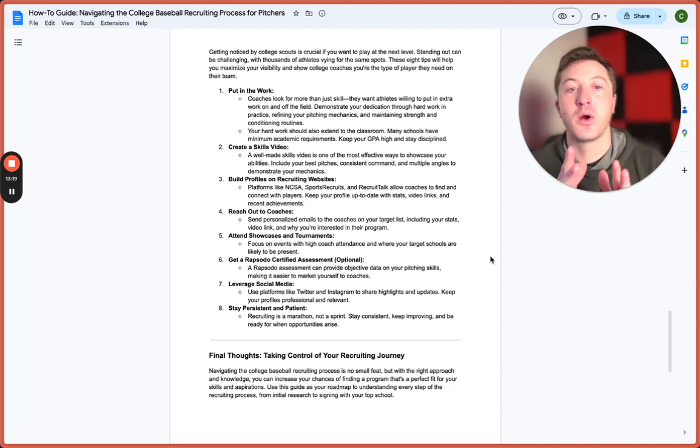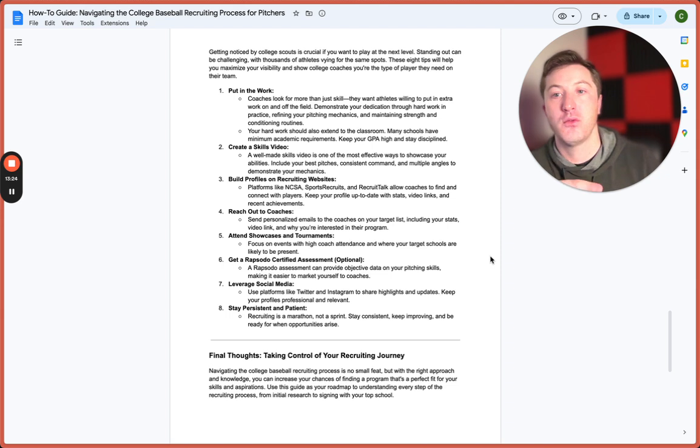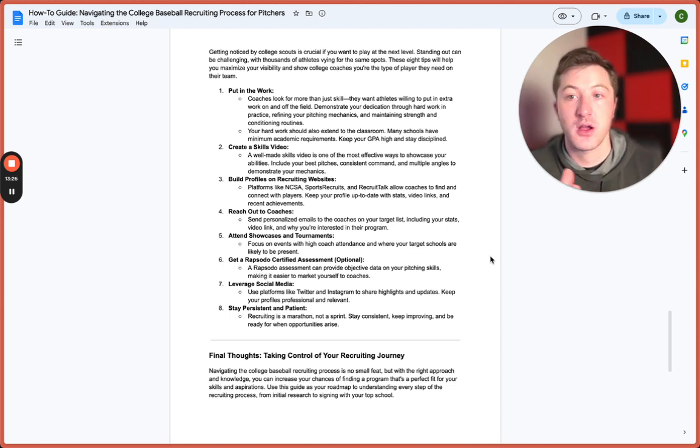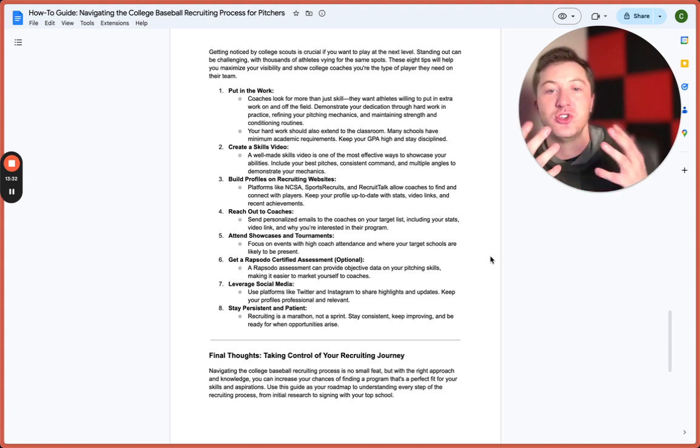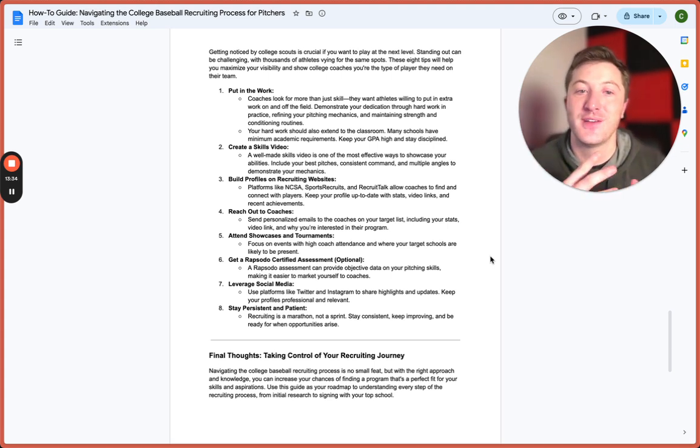it. Then you want to work on building profiles on recruiting sites. Platforms like NCSA, Sports Recruits or Recruit Talk, Field Level, Sports Force, whatever you know of. They allow coaches to find and connect with players. You want to make sure that you keep your profile up to date with stats, video links, and recent achievements.